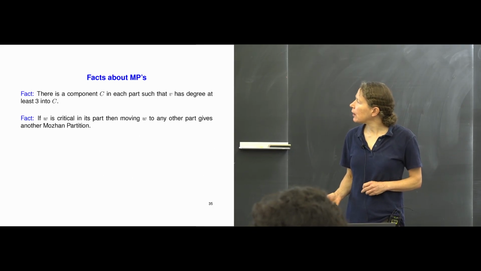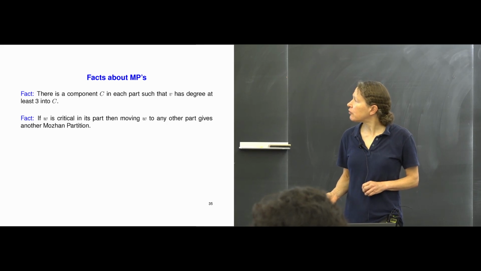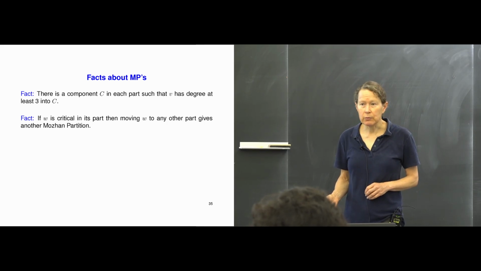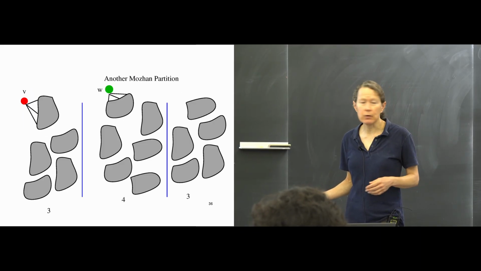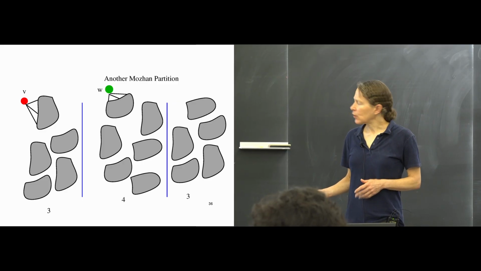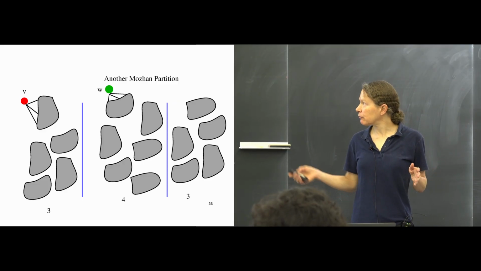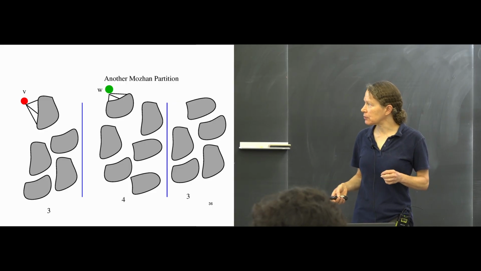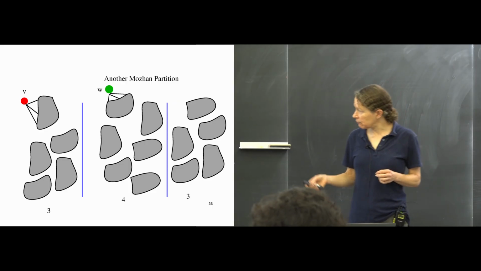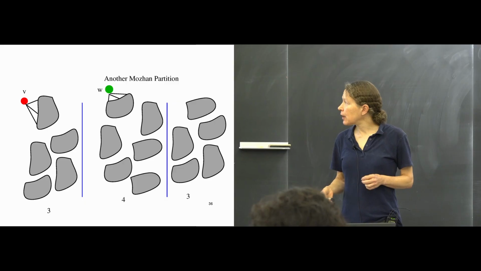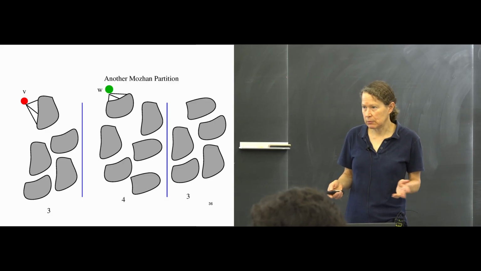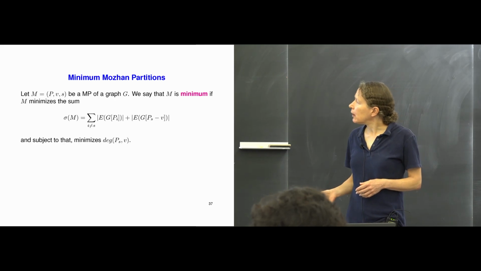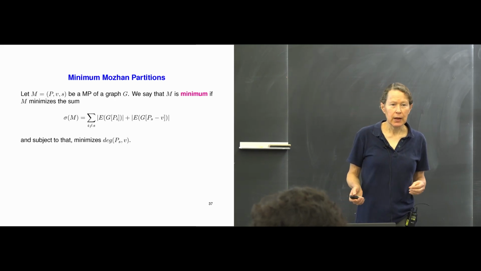What else? Well, if it's critical in its part, then moving it to any other part gives another Mojan partition, because it looks just like we were with V. Move it to some other part, like this one, that's another Mojan partition. So if we have a Mojan partition and a critical vertex W in the active component of V, then we could get another Mojan partition. So this suggests that there might be several Mojan partitions. Okay, there are.